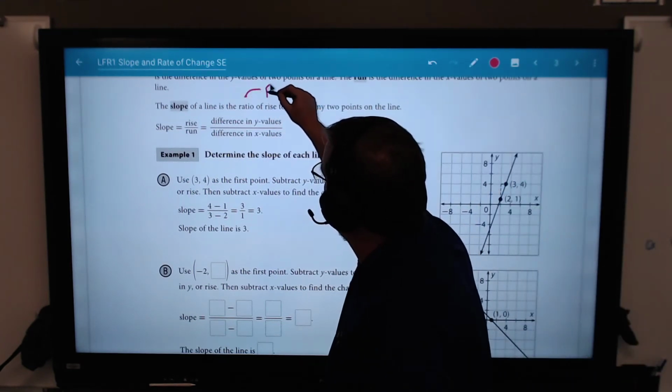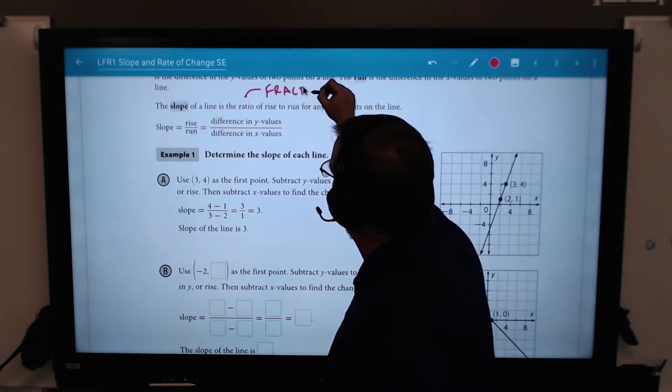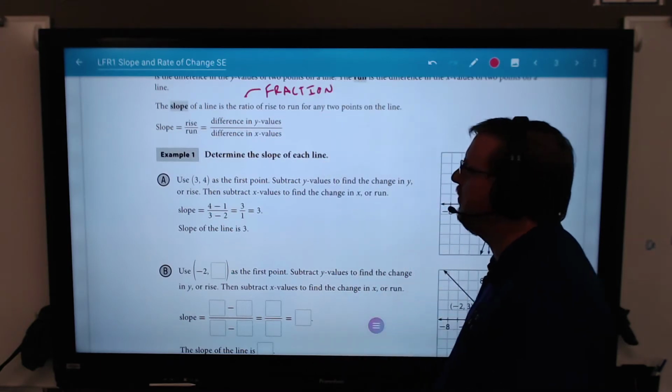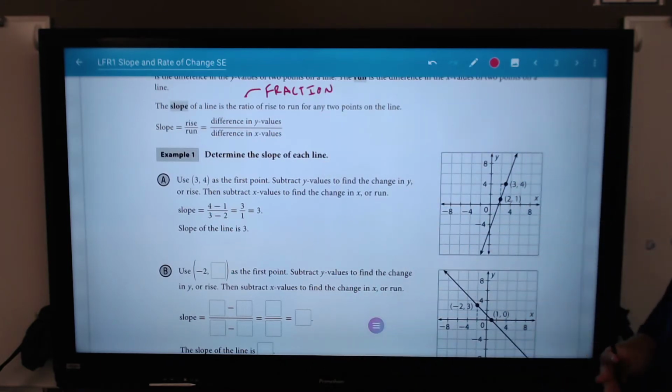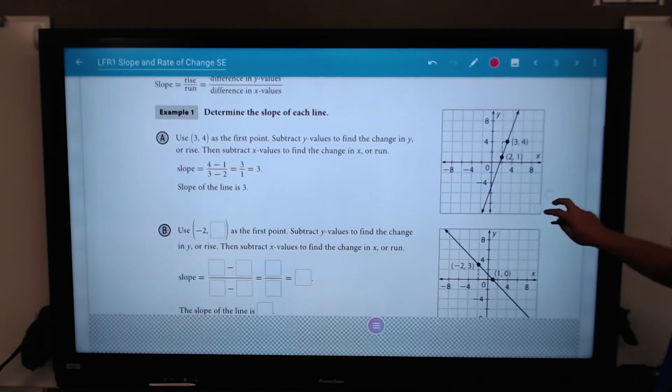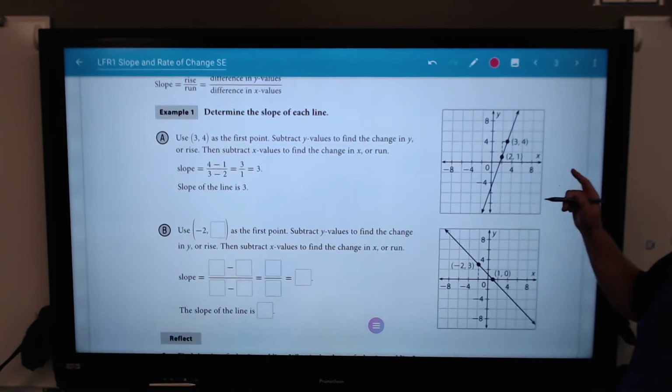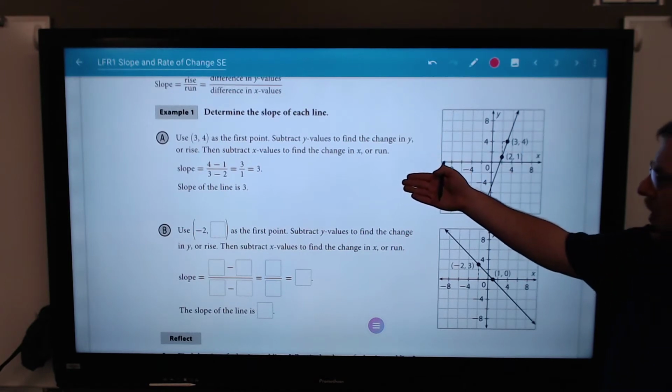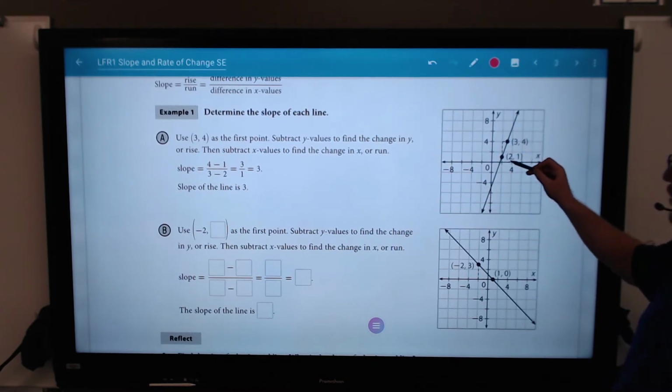Ratio means fraction. Just going to write that up there as a reminder. It's the difference in the y values to be compared to the difference in the x values, right? So let's look at here. We've got this graph here. It says determine the slope of the line. (3, 4) is 1 point, (2, 1) is another point.